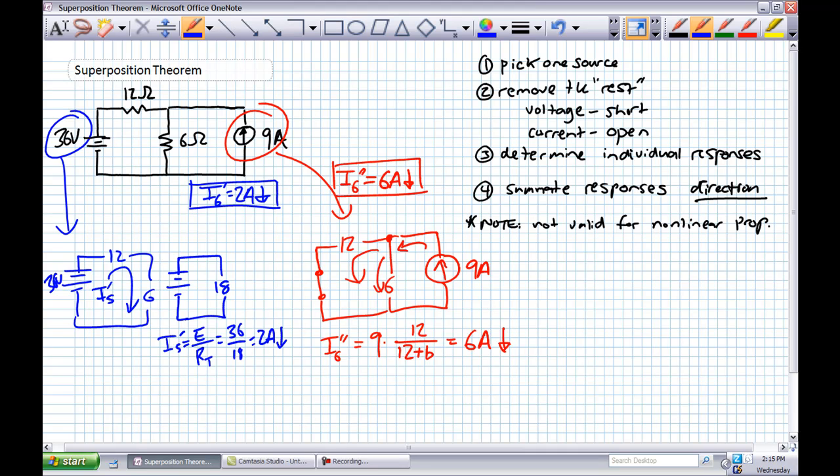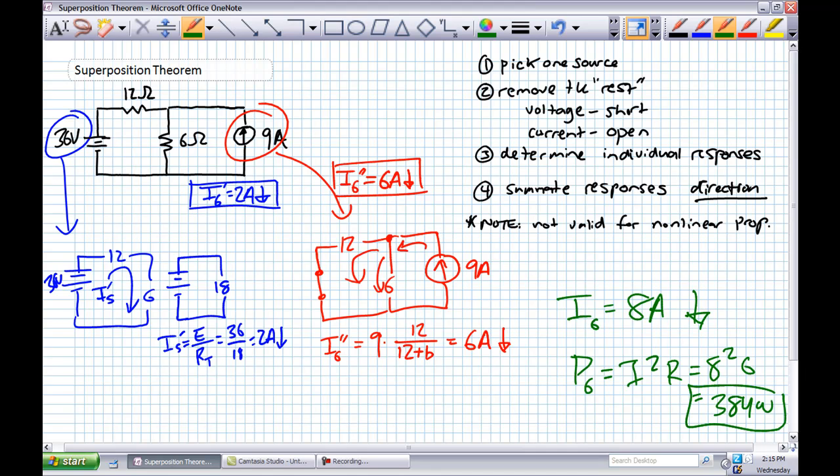So what is our final current to our 6 ohm resistor? It is 8 amps going down. Okay, what is the power dissipated by our 6 ohm resistor? It is I squared R, 8 squared times 6, 384 watts. Again, I'm using the final current because of the nonlinear property of power. I cannot use the individual currents and sum them to get power.